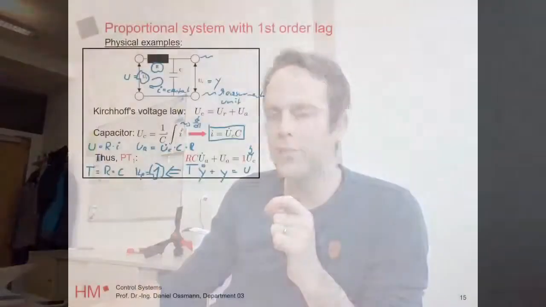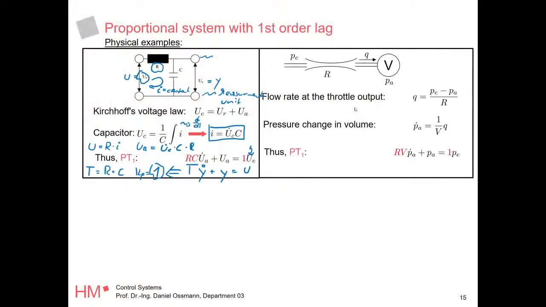I know not everyone is a big fan of electronic circuits. That's why here is a slightly different example where we have a volume. So it's a hydraulic example. You have a volume there, and you have some pressure. So this P_E is your input pressure. Let's write it: input pressure. So we define U equal P_E.